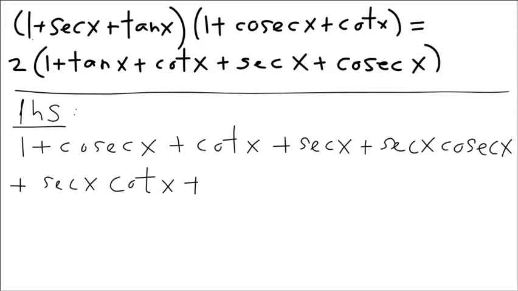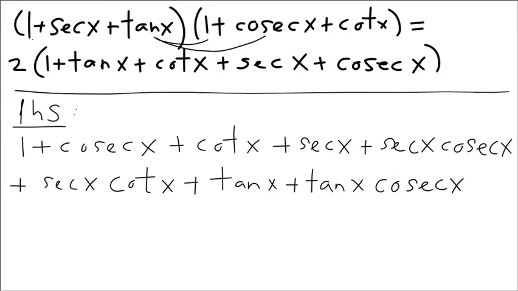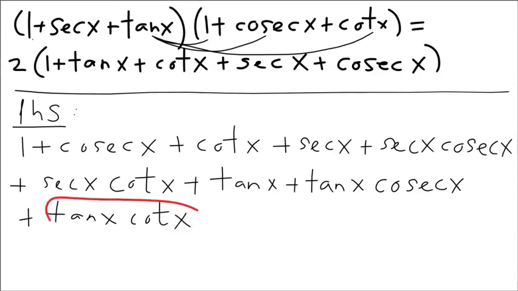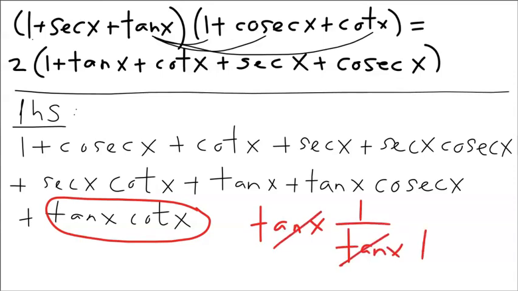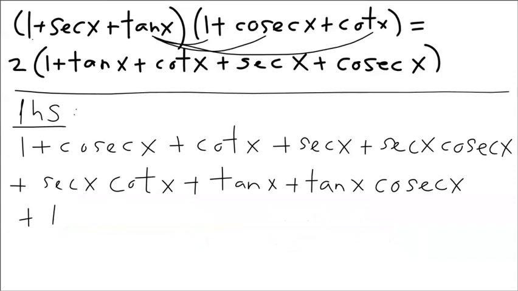And now the third term of the first bracket, tangent x times 1 is tangent x, plus tangent x times cosecant x, that is tangent x cosecant x, plus the third term is tangent x and cotangent x. Before you proceed, you can see that this term here will be just 1, because tangent x cotangent x is just tangent x over tangent x. So that's going to give you 1. So this entire term becomes 1. Let's write that down right away, like that.